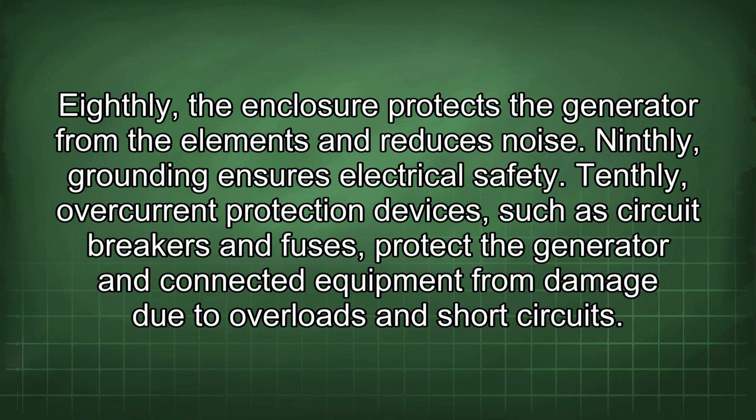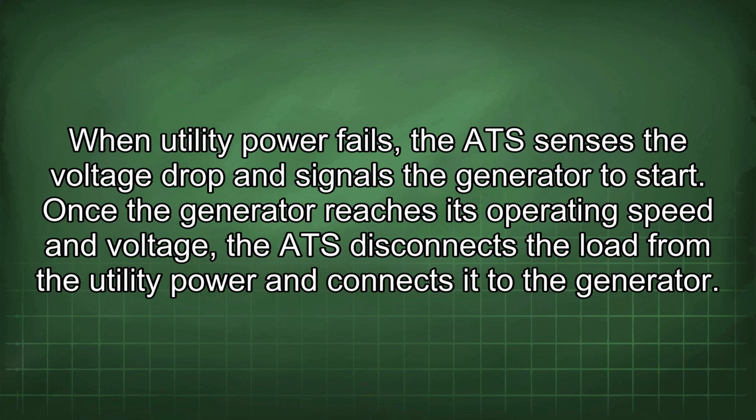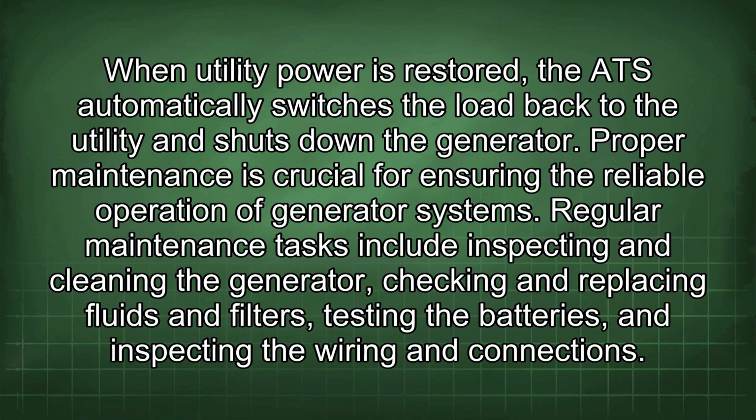When utility power fails, the ATS senses the voltage drop and signals the generator to start. Once the generator reaches its operating speed and voltage, the ATS disconnects the load from the utility power and connects it to the generator. When utility power is restored, the ATS automatically switches the load back to the utility and shuts down the generator. Proper maintenance is crucial for ensuring the reliable operation of generator systems.